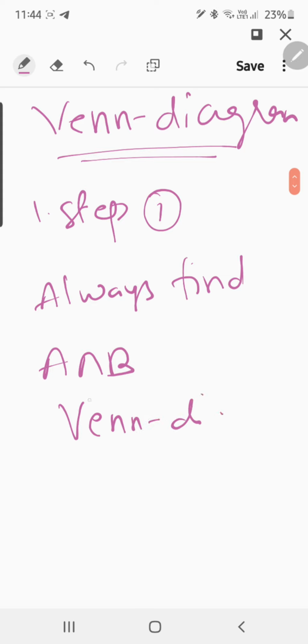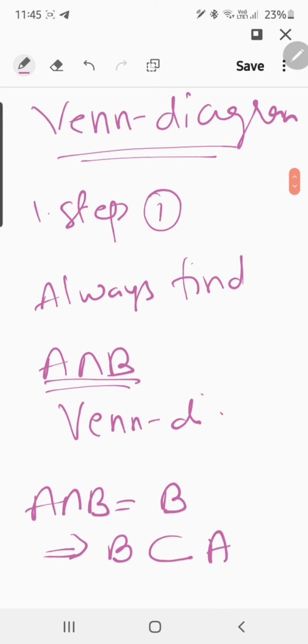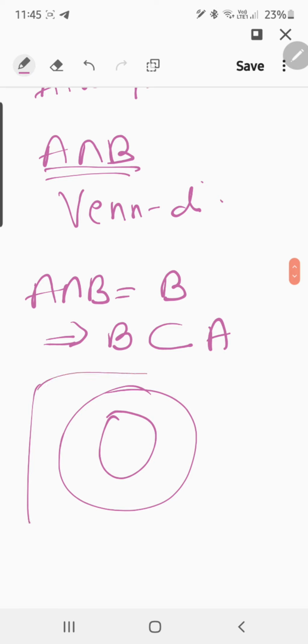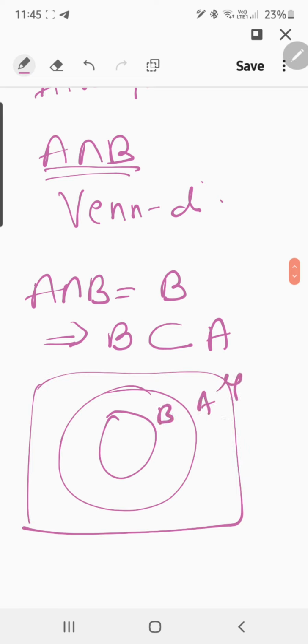We already know that if A intersection B is equal to B, it implies B is a subset of A. So we have to draw the diagram like this. This is for subset. This is B, outside is A, then again you have the union. This is all about subset.